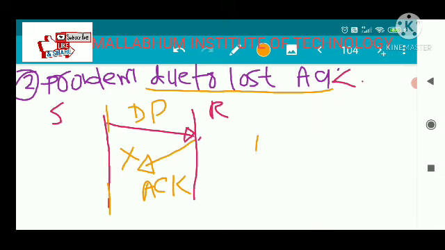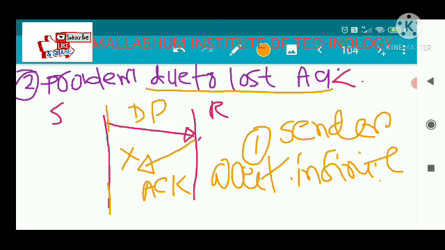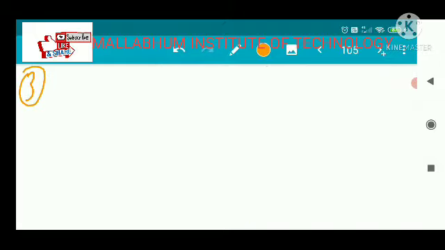So here the sender is also waiting for an infinite amount of time in this case. Okay, so this is problem number 2, due to the lost acknowledgement. Now the third problem is due to delayed acknowledgement or delayed data.